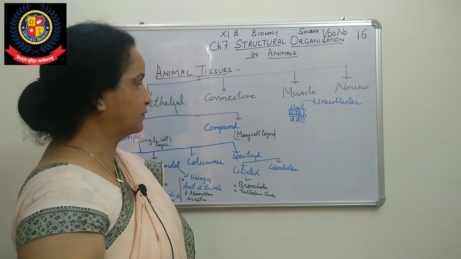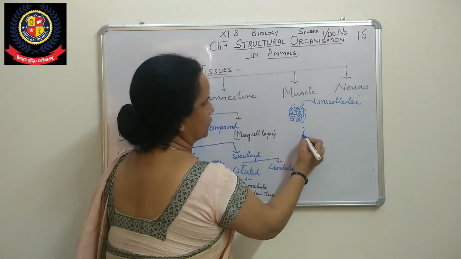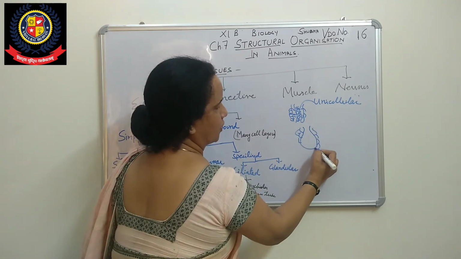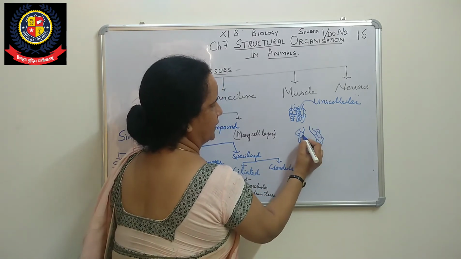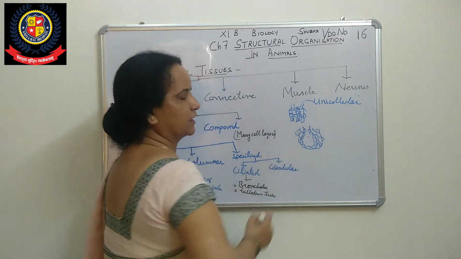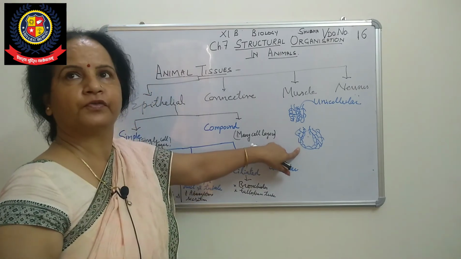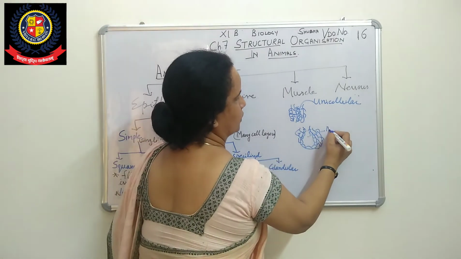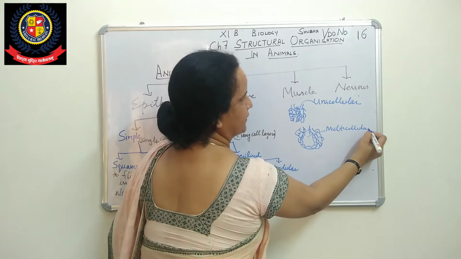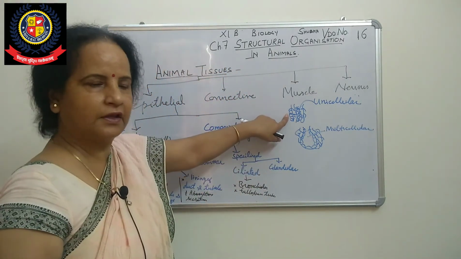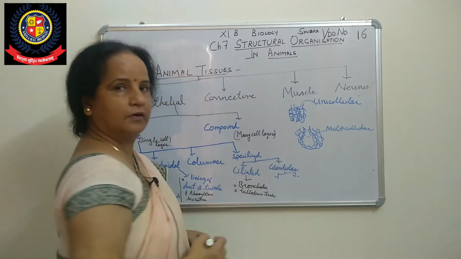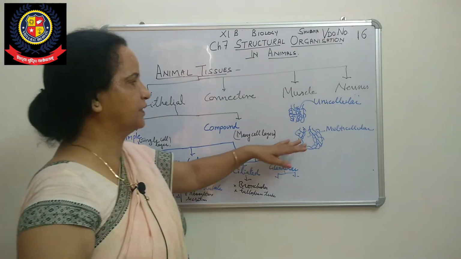And multicellular means a cluster of cells, a number of cells combined together, and they are doing the job of secretion. These are clusters of cells doing the job of secretion, so that is called multicellular. There are two types: unicellular glandular epithelium and multicellular glandular epithelium. Now we will see an example of each.